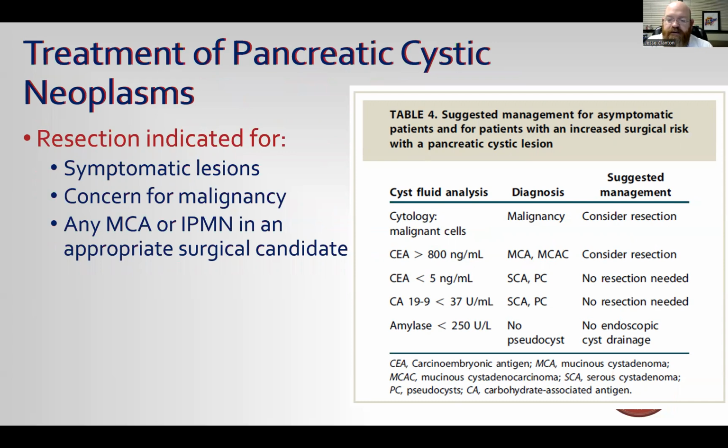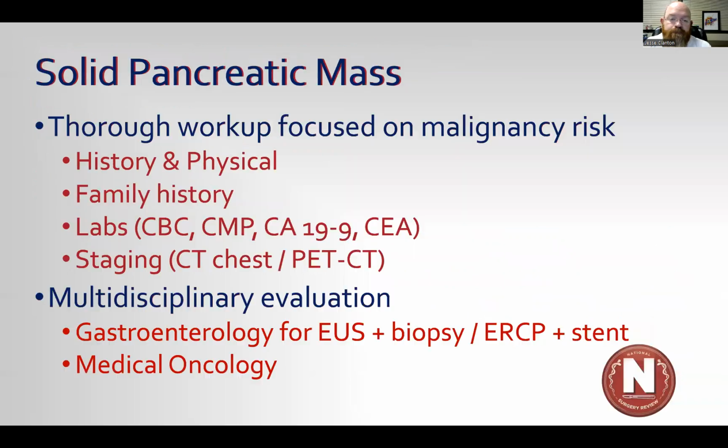In some centers, CA19-9 is used. We don't use that typically here in my practice. I think it's fallen out of favor, and CEA and amylase are a much larger focus, but some of the original studies did include CA19-9 as well. And resection is going to be indicated for any symptomatic lesions, concern for malignancy, including inability to rule out malignancy, and any mucinous cystic neoplasm or IPMN in an appropriate surgical candidate.